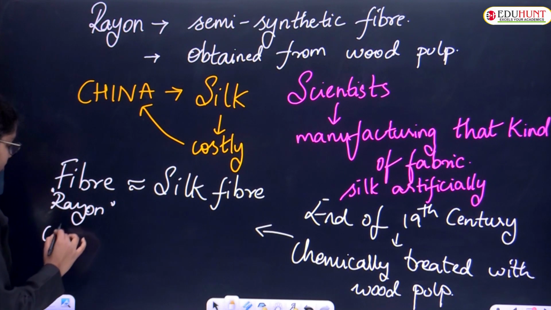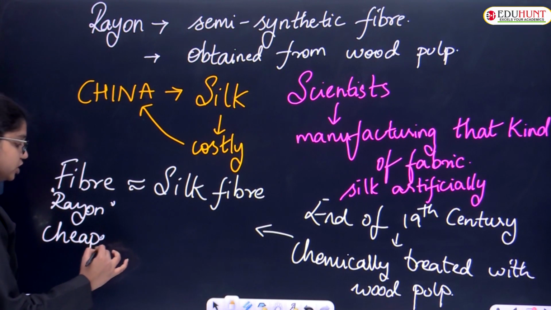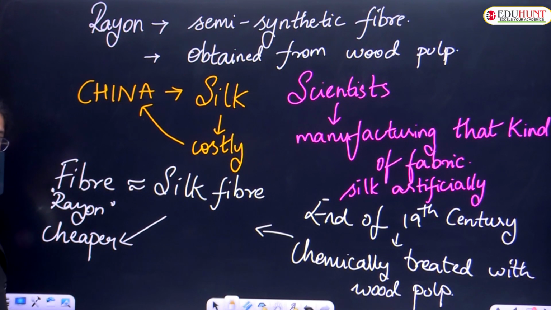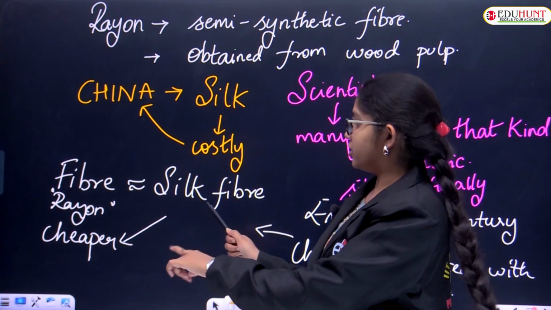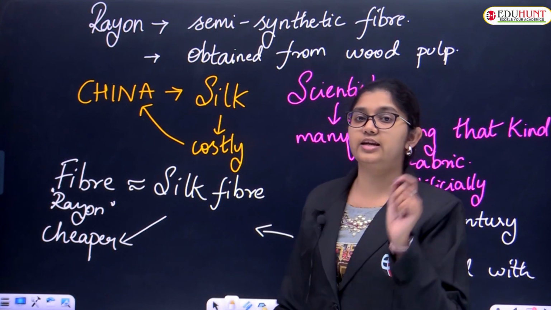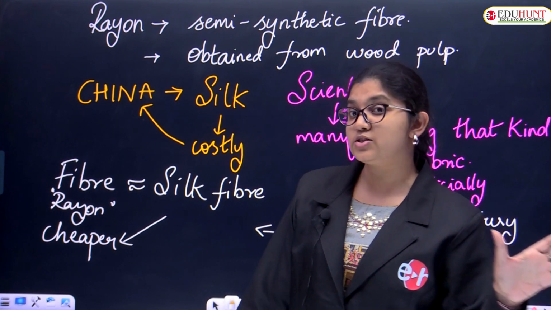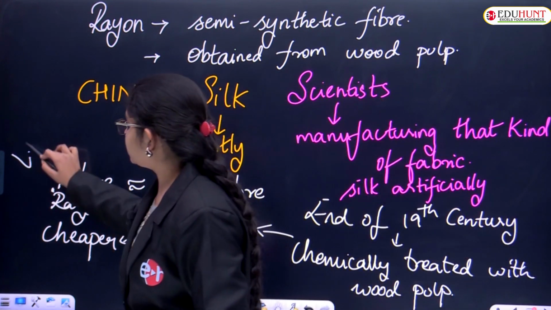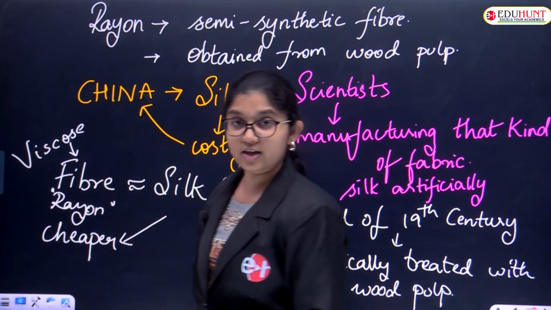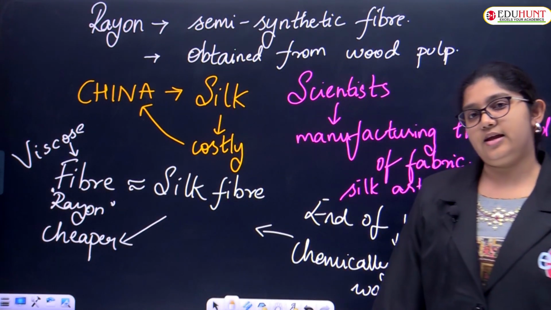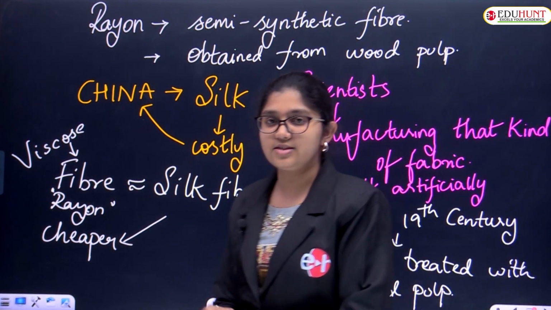It is very cheaper than silk. So what happened? They started production of this particular fiber, which is called viscose fiber. What is that? Viscose fiber. We'll see why this name is given to this particular fiber. Okay. And then they named it rayon over several centuries.